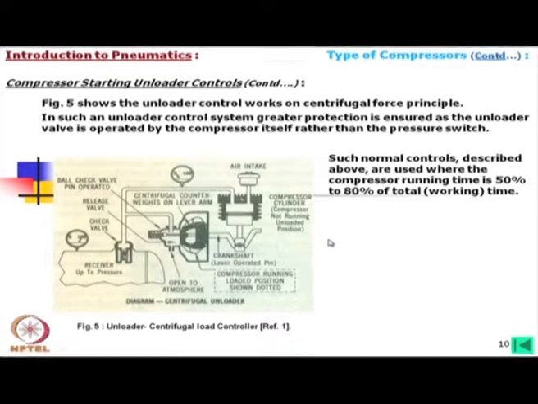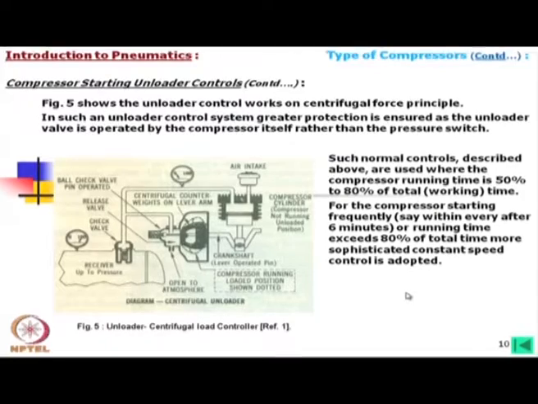Such normal controls described above are used where the compressor running time is 50% to 80% of total working time. Now, for a compressor starting frequently, say within every 6 minutes, or running time exceeding 80% of total time, more sophisticated constant speed control is adopted.